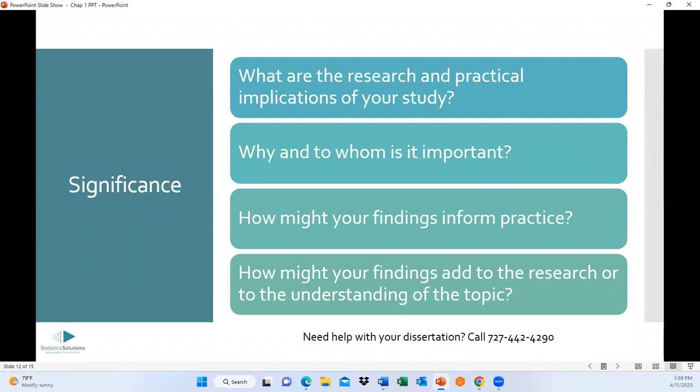So that's kind of the idea of this section. The value of your research, the research value, how it might contribute to the field, and the practical value, how it would inform people at the level of practice about what they do.